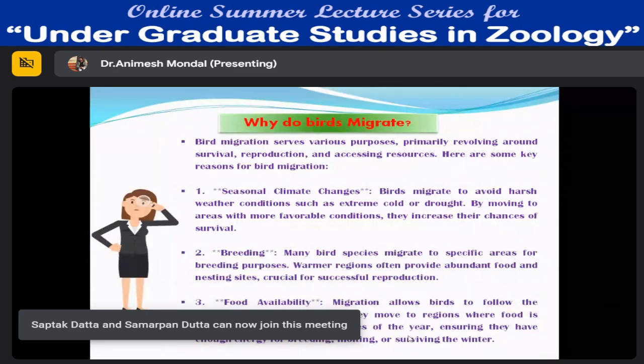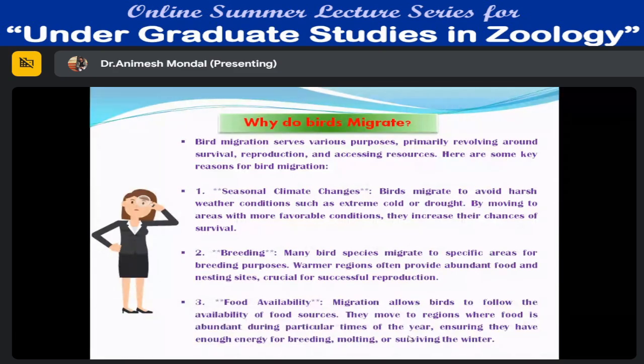Now, birds also move for breeding. Many species of birds migrate to a specific area for breeding purposes. Warmer regions are generally abundant with food and nesting sites, which are crucial for their successful reproduction.